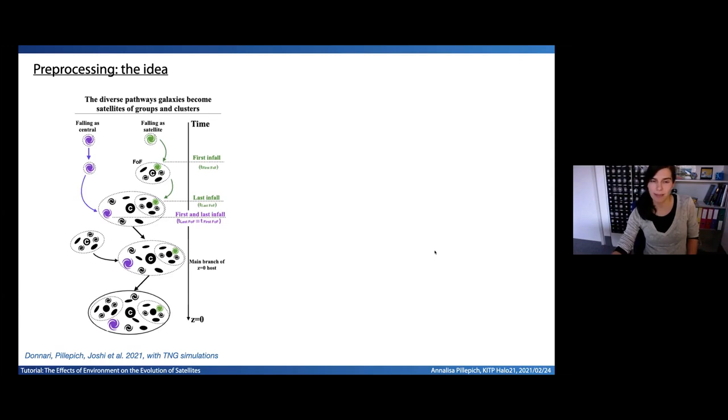So pre-processing is this idea that when we look at satellites in a given host, say at ratio 0, these might have fallen in as centrals, or they might have fallen in as satellites of another group, and together with their little group have fallen into the final host. So pre-processing depends on the stellar mass of the satellites and the host mass where you're looking at it.